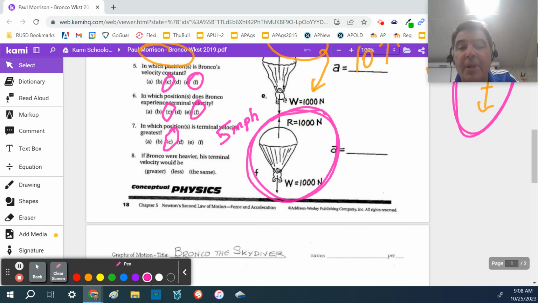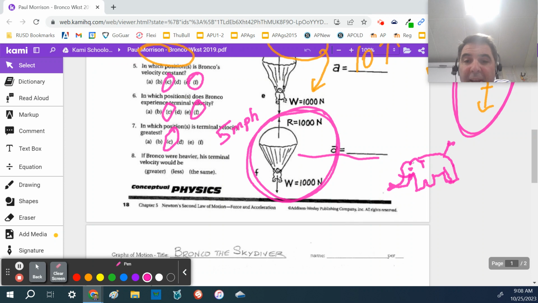Okay, if Bronco were heavier, his terminal velocity would be... Just imagine if you had the same parachute, but you had an elephant, right? Here's a nice, cute little elephant. Elephant Drop is actually like a Disney movie of some sort. Here's the elephant, and the elephant has the same size parachute. Yeah, that elephant is going to die. So don't do that to your elephant.